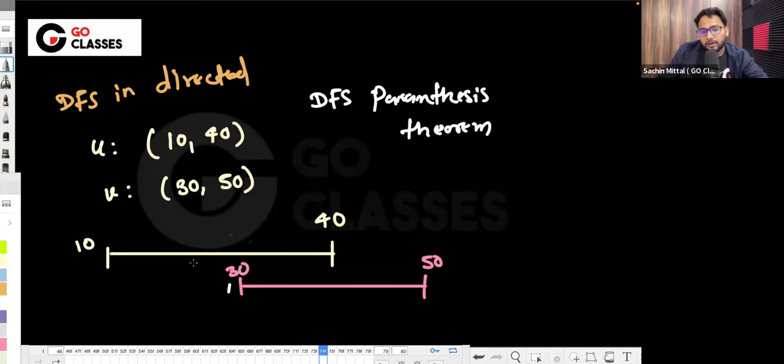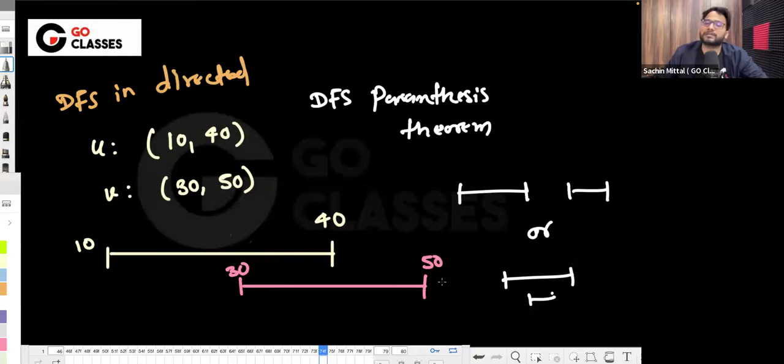Either the intervals could be completely disjoint, or they are overlapping like this. I mean, they are completely inside. It cannot be like this, right?